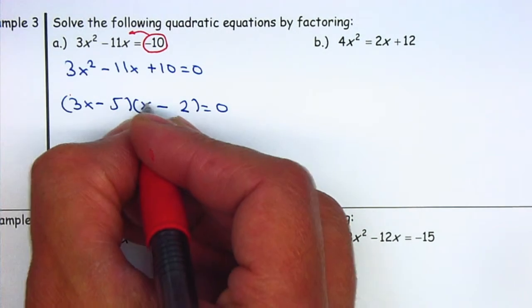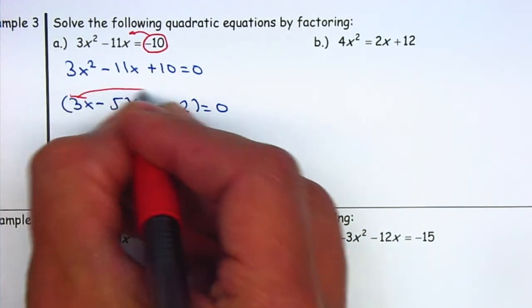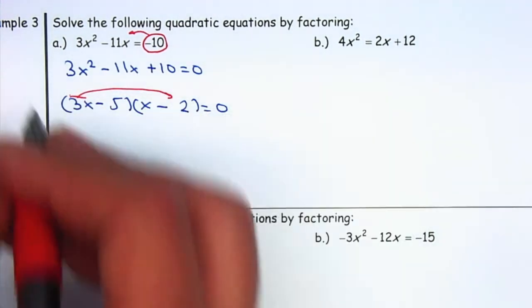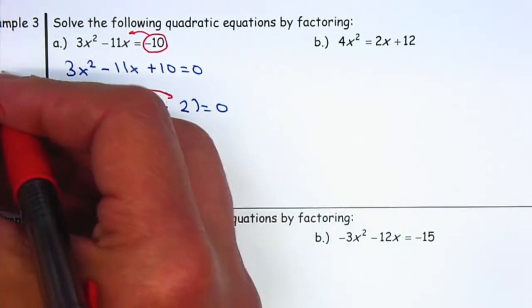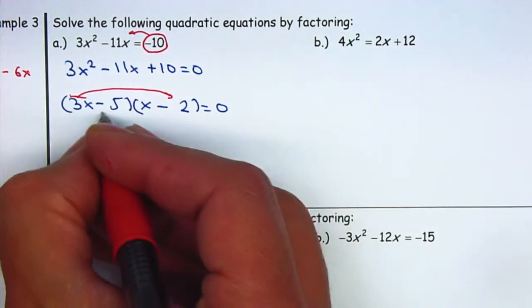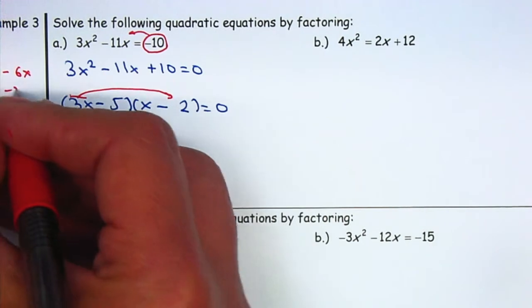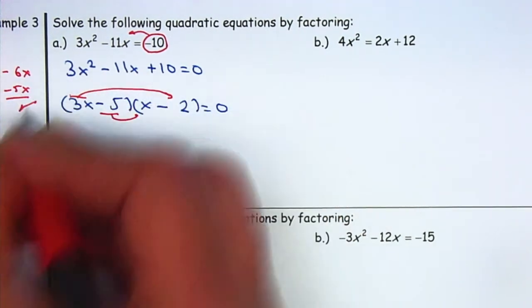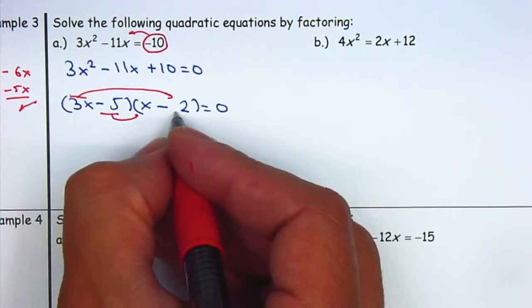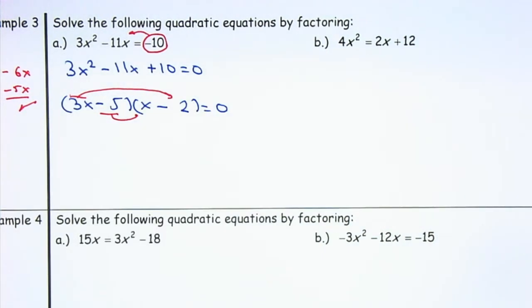So 3x times x will give me 3x squared. 3x times negative 2 will give me negative 6x. Negative 5 times x will give me negative 5x. And that gives me negative 11. Then negative 5 times negative 2 will give me positive 10.